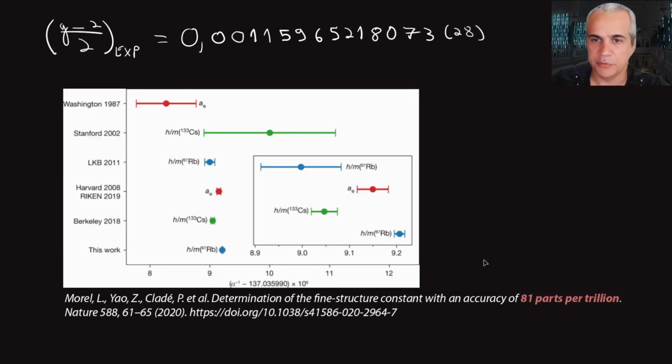And here it goes. So what you're seeing here is 1 over alpha minus 137 and something, times 10 to the 6. So what you're seeing here is deviations in one part in 10 to the 6 from 137. And you can see that roughly all these values of 1 over alpha agree.